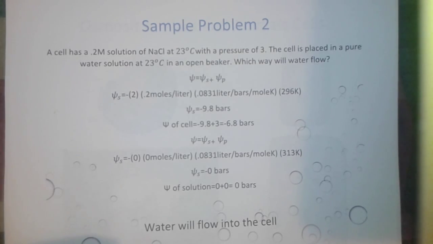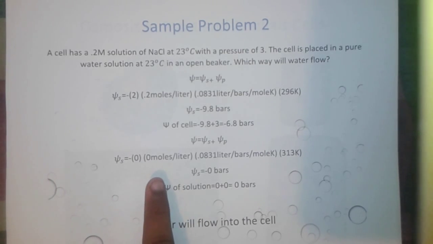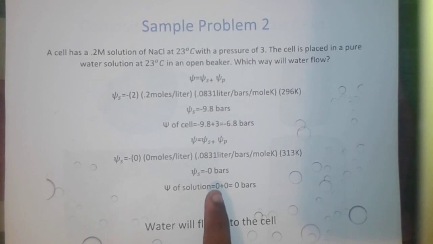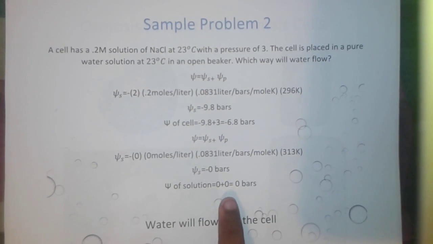Now you need to use the same equation to find the water potential of the solution that the cell is put in, which is pure water. Since it is pure water, it has 0 for the ionization constant and 0 for the molar concentration. Multiply that all together, it gives you negative 0 bars, or 0 bars in total. The solute potential of the solution will be 0 plus 0. Since it's an open beaker as well, you have 0 pressure potential, which is 0 bars.